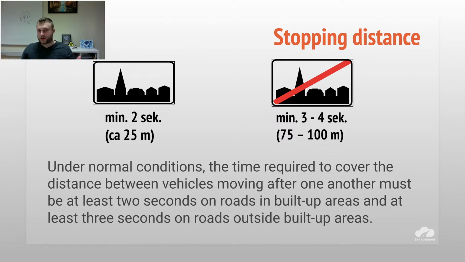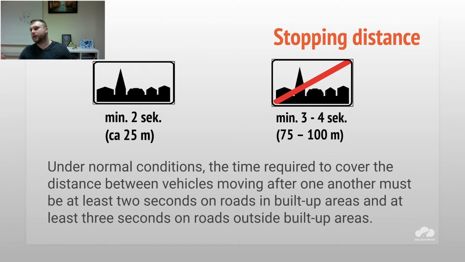So under normal conditions, the time required to cover the distance between vehicles moving one after another must be at least 2 seconds on roads in built-up areas and at least 3 seconds on roads outside of the built-up areas. Maybe you will ask what this 2 and 3 seconds means. How to count these seconds? Yeah, this is usually the question.